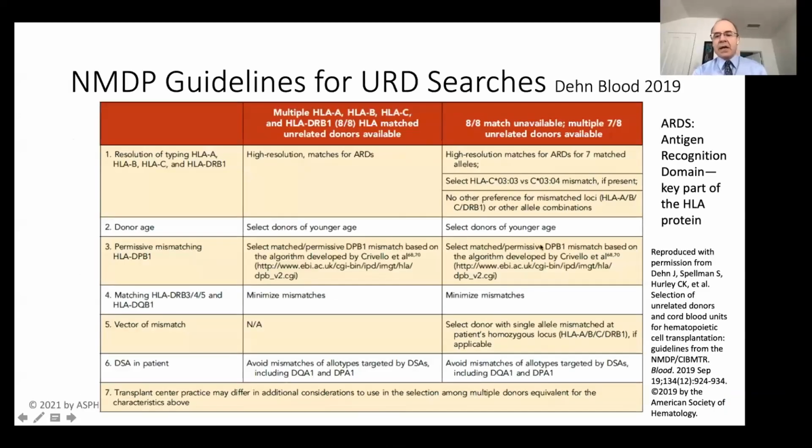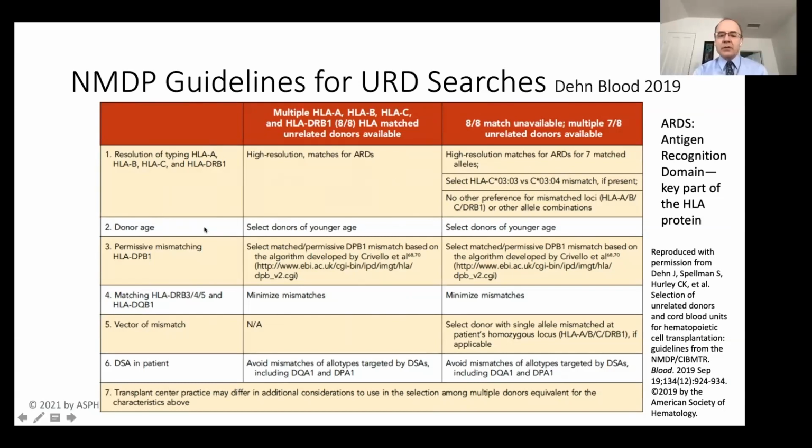Now, I'm not going to go over this in great detail, but this is a wonderful slide for you to look at. What this helps you understand is, by NMDP guidelines, what you look for as the most important thing is resolution of HLA A, B, C, and DRB1 for unrelated donors, standard unrelated donors. It talks about patients who are 8 of 8 matches and 7 of 8 matches, and some things that you can do in order to get the best match possible.